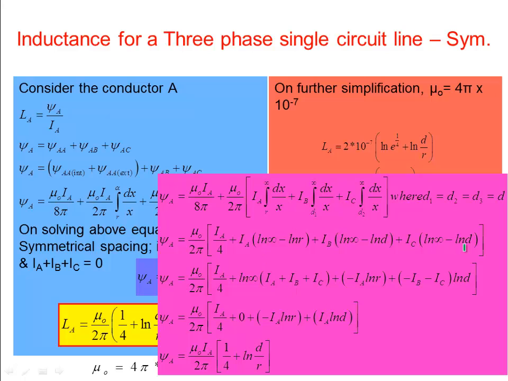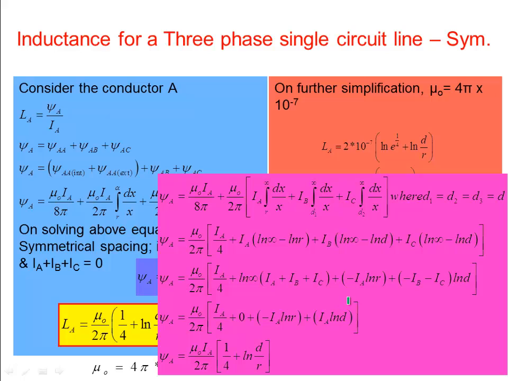Now if we expand this equation and simplify, in the next step we are able to get Ln infinity into Ia plus Ib plus Ic. These infinity terms we can commonly take outside and just put Ia plus Ib plus Ic. We know that the summation of all the three currents is equal to 0, so simply this term will vanish. If this becomes 0, then we have reduced the equation somewhat.